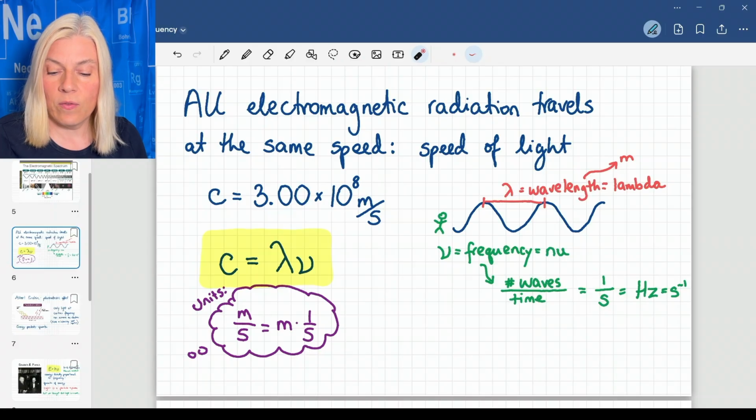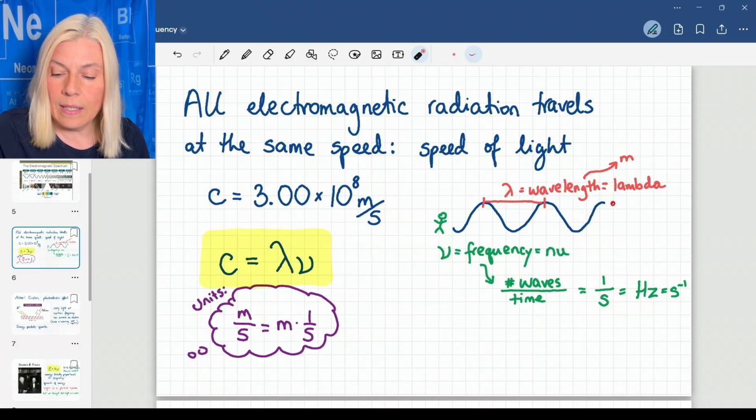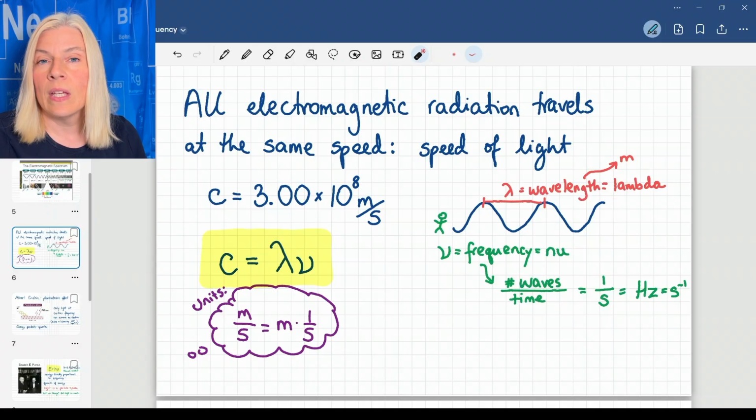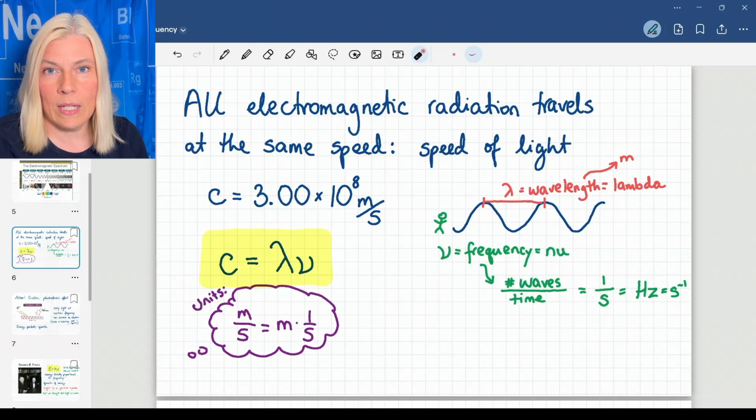So we have wavelength and frequency. We do not care about amplitude right now. Amplitude is an intensity, or brightness, and we do not really care about that right now in chemistry class.